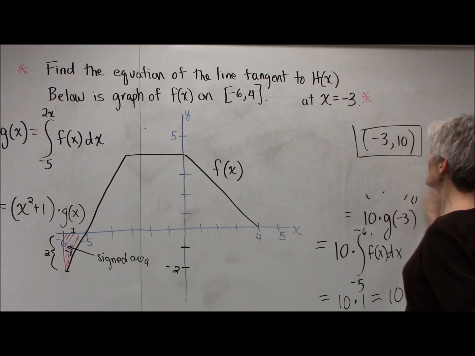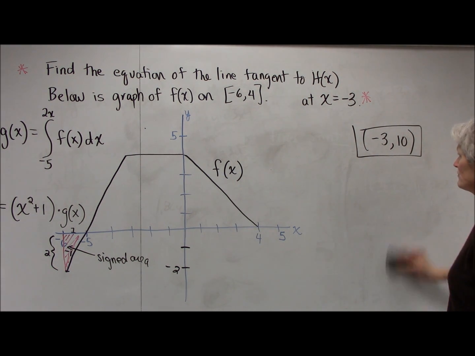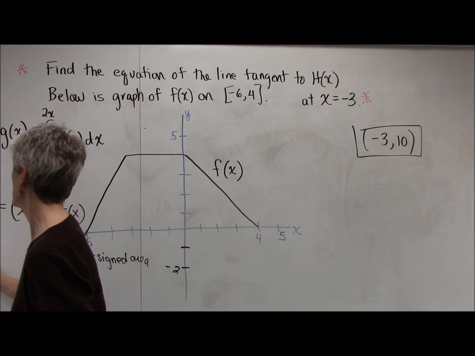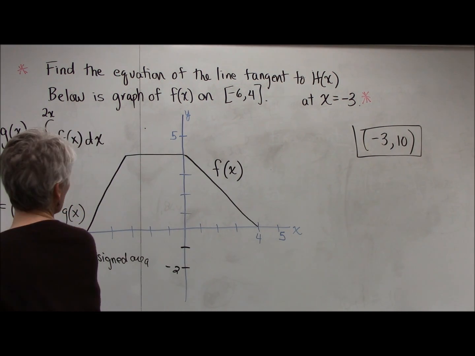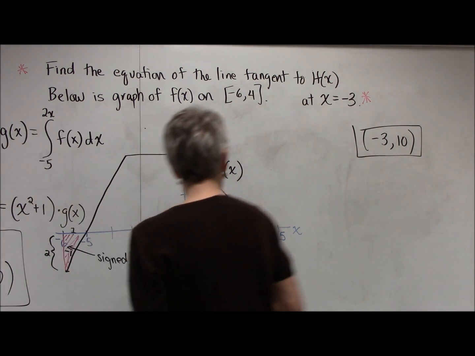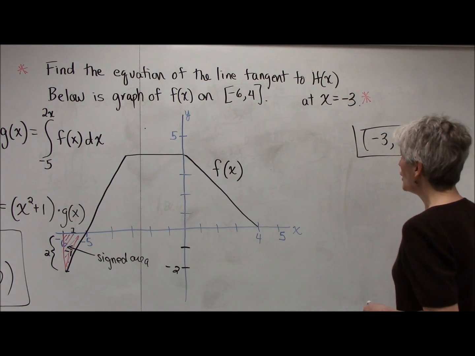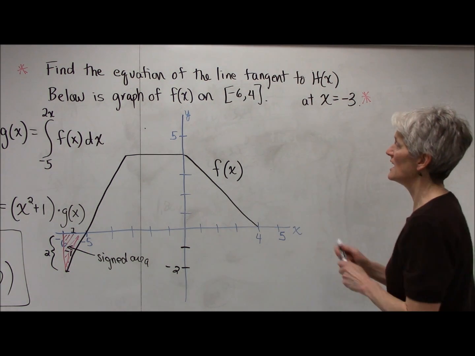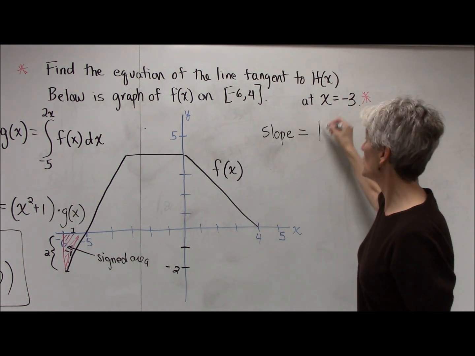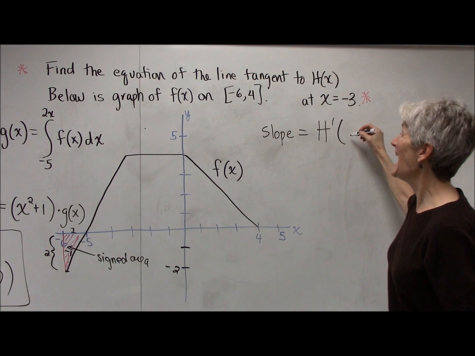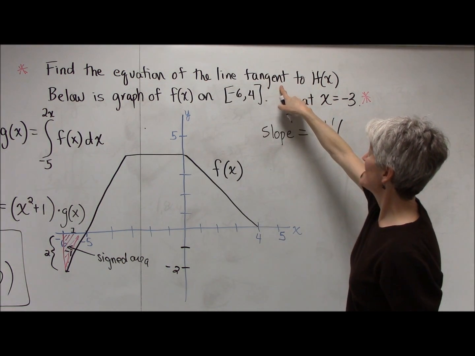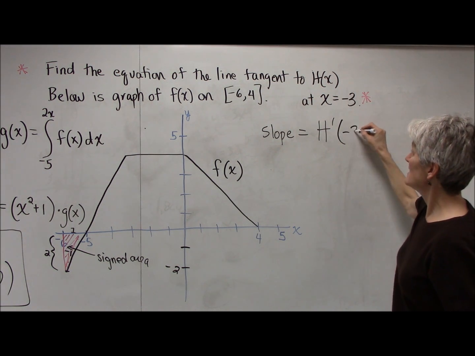All right, so now let's find our slope. I'm just going to write this over here. We have our point on the tangent line, and it's negative 3, 10. So far, so good. Now we want to find the slope of this tangent line. Well, slope, of course, we get from the derivative. So I want to find the derivative of h, since I'm finding this line tangent to h at negative 3.